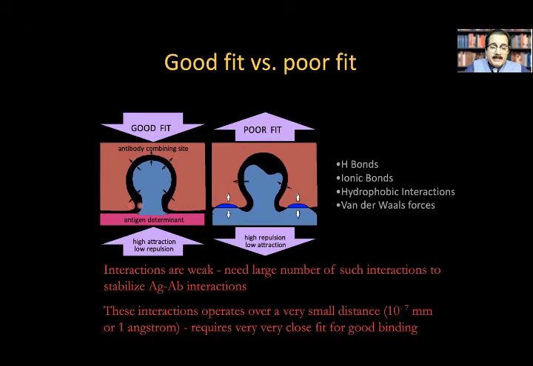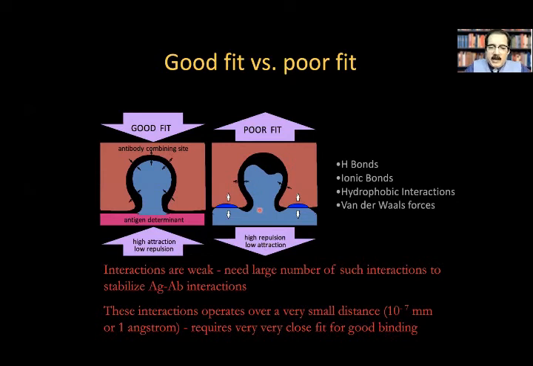And so what happens is you need to have a perfect fit in order for it to bind really well. So this is a good fit, and the antigen-antibody complex stays bound. And on the right-hand side, this is a poor fit. This antibody can bind to it, but it is not perfect in its binding. So this is a low affinity interaction.